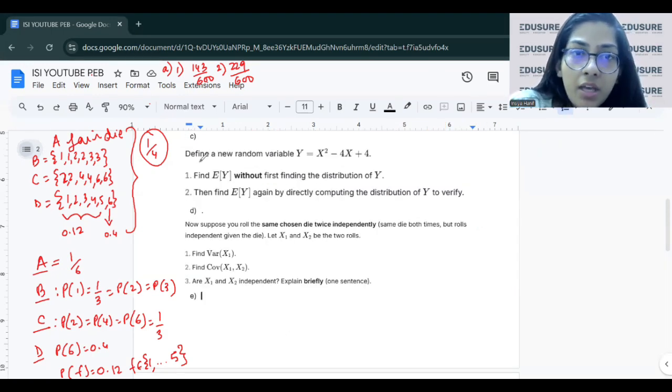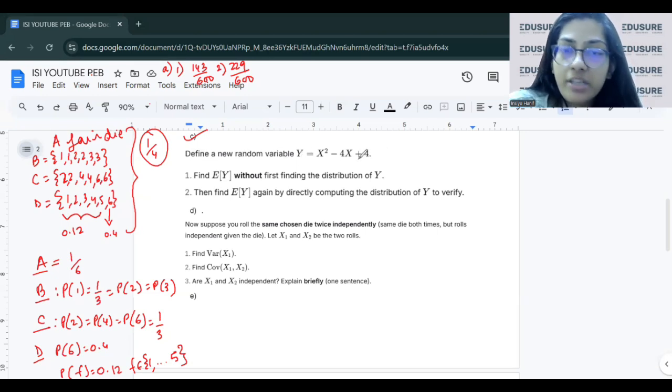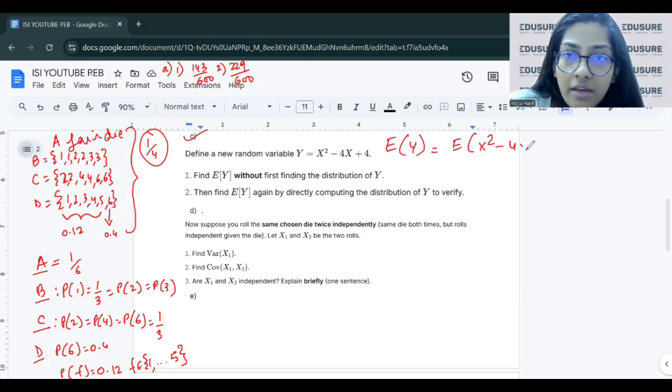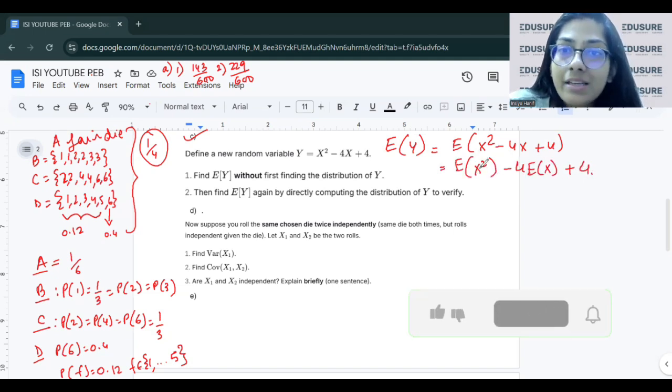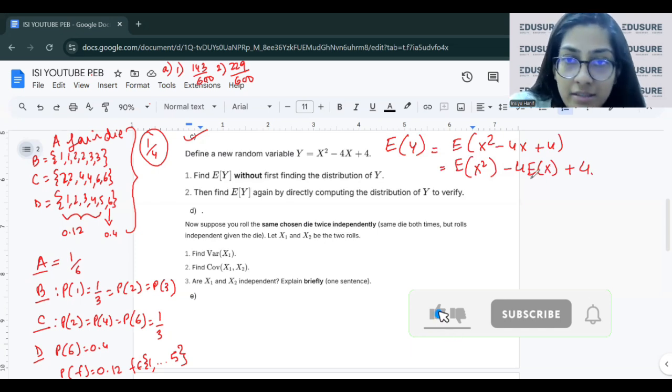अब करते हैं पार्ट सी। Define a new random variable y is equal to x square minus 4x plus 4. Find expectation of y without first finding the distribution of y, ठीक है? तो इसमें बेसिकली हमें expectation of y कैलकुलेट करना है, which is equal to expectation of x square minus 4x plus 4, which is going to be equal to expectation of x square minus 4 expectation of x plus 4, ठीक है? तो अब हमें बेसिकली expectation of x square कैलकुलेट करना है and expectation of x, ओके?